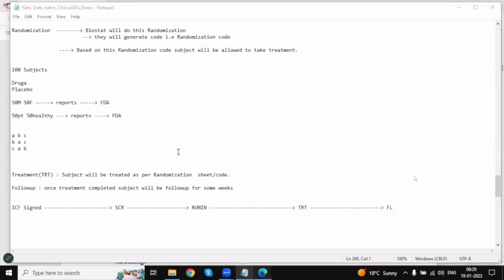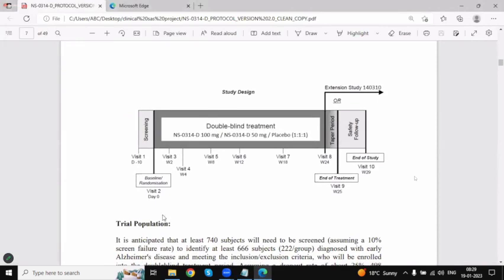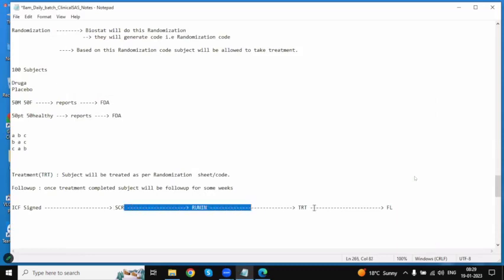See here in the study also. First screening, next randomization, next treatment, double-blinded treatment, end of treatment. Then you'll do the follow-up. Finally, end of study, the study is completed. Screening, randomization, treatment, follow-up. Clear? Here, each stage is there, right? Majorly these 4 only.